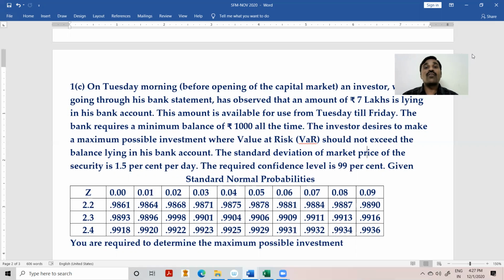Now we have to identify what are the chances of my stock price falling more than 1.5%. That is what you have to identify. Normally standard deviation will be fixed. Normally 1.5% is the standard. It's like an average or approximate figure. It's not accurate. This figure is not applicable always.